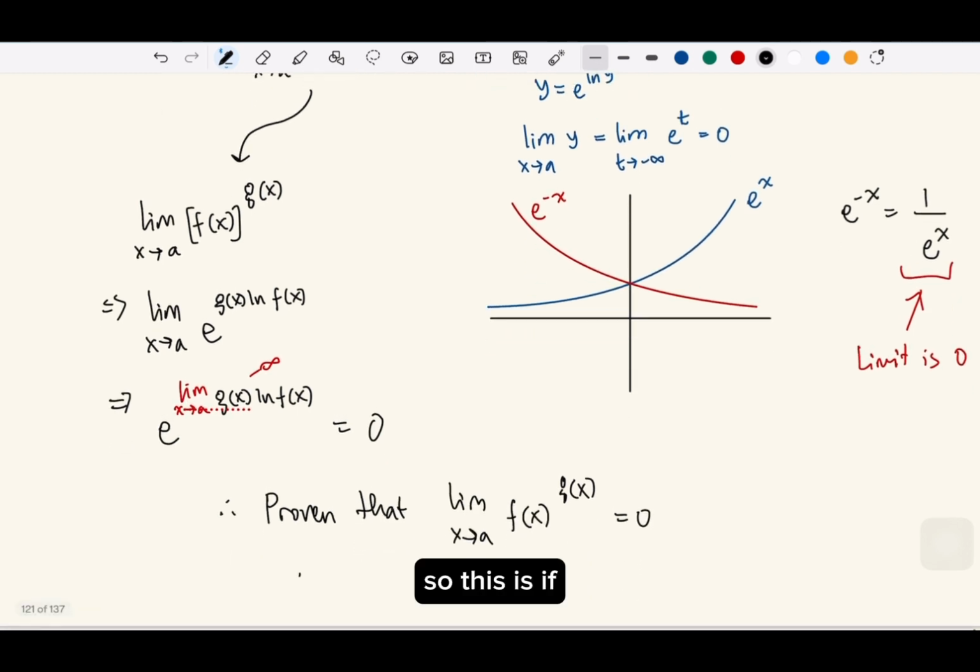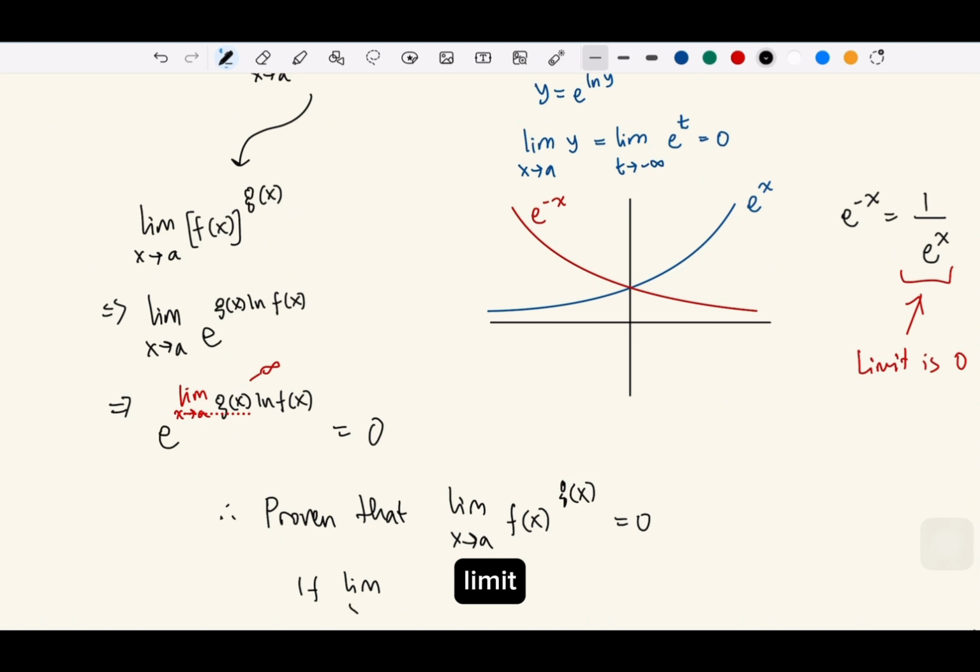So this is if the limit of f is 0 and the limit of g is infinity.